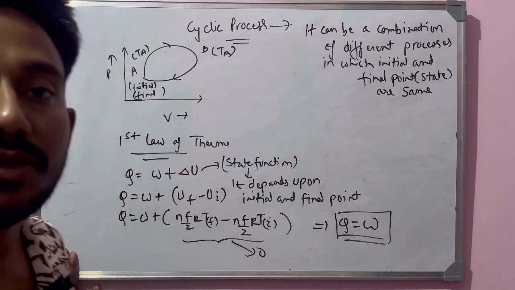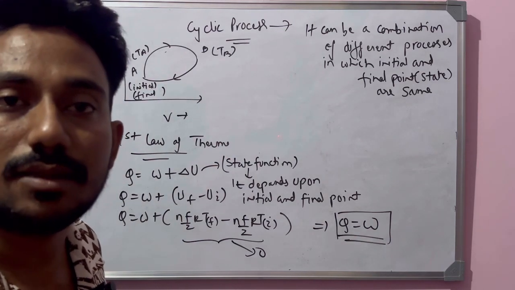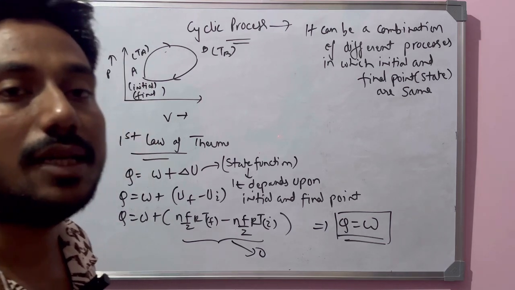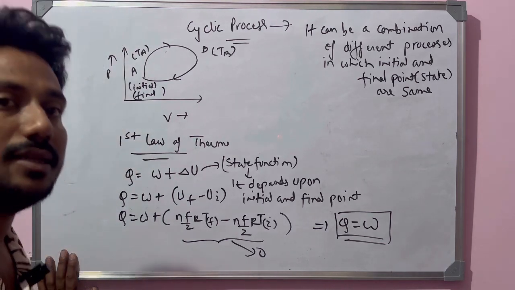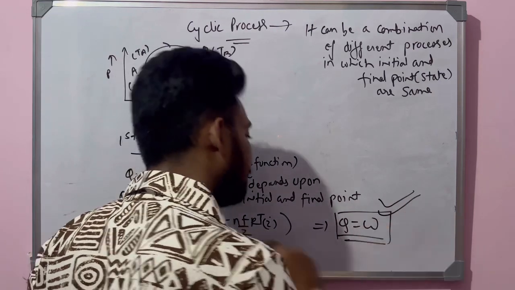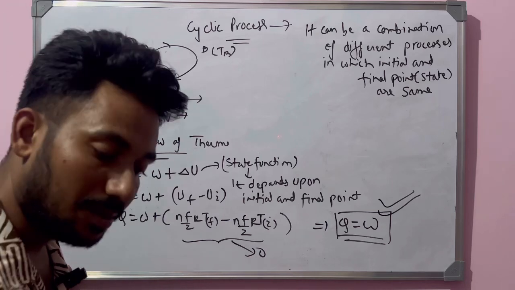So in a cyclic process, whatever heat is supplied to the system is completely utilized in doing work. There is no change in internal energy at all. This is understandable from here. Let's explore it a little bit more.